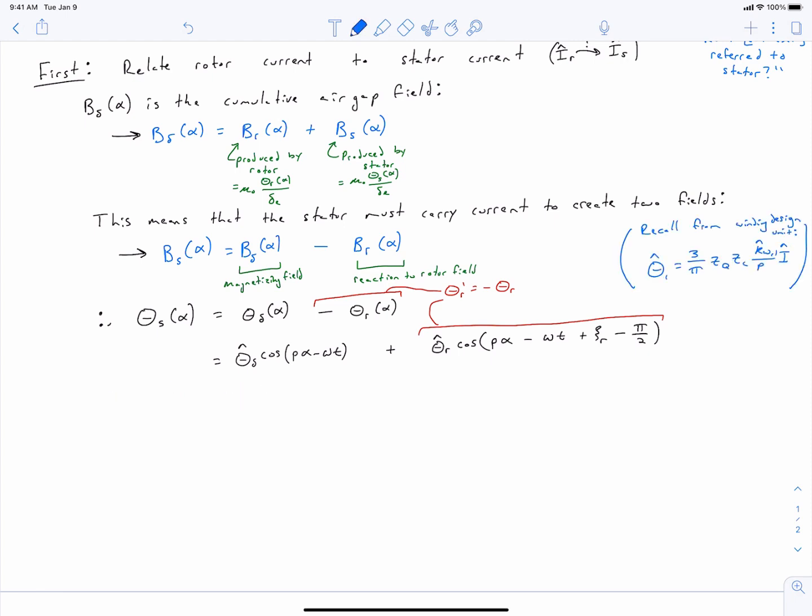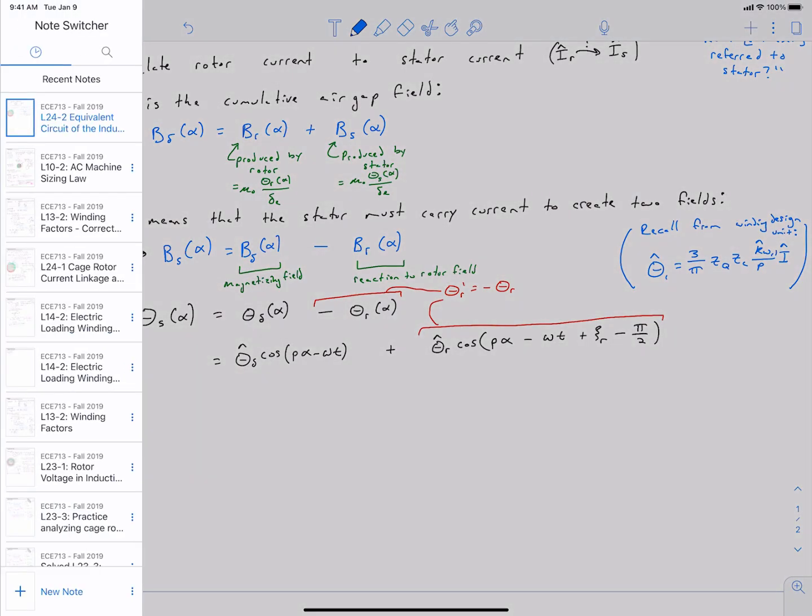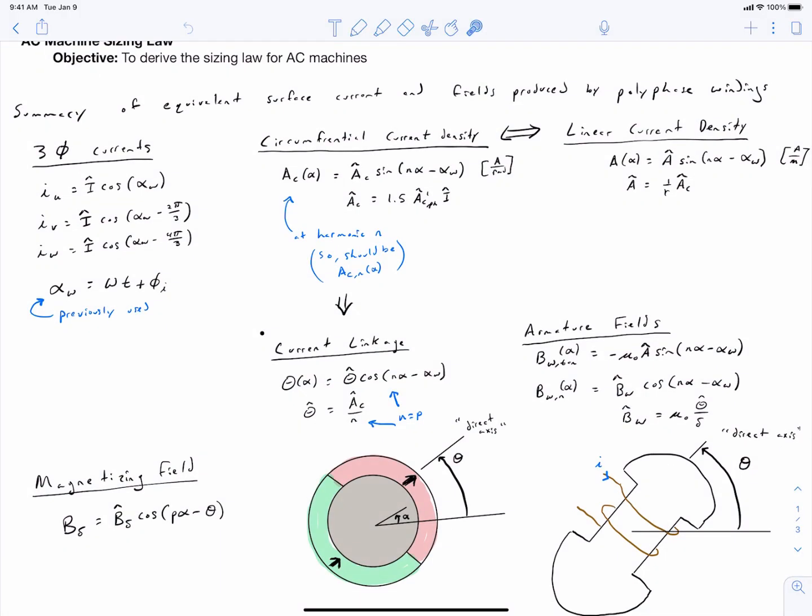A second thing is the angle of the currents, like we were mentioning. And I'm going to splash up on the screen the notes from our AC machine design sizing lecture. In this lecture, we found that if we have three-phase stator currents, and if they go by the angle alpha W, they end up creating a current linkage on the air gap of our machine that goes as N times alpha minus alpha W, and N was just equal to P. So they create a current linkage.